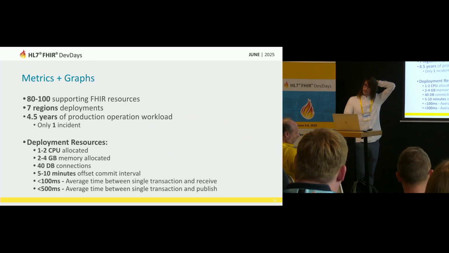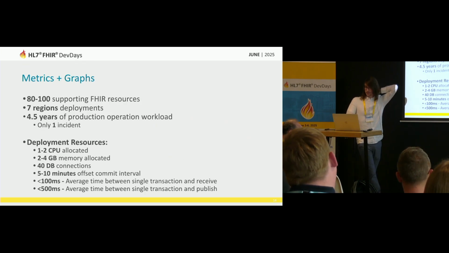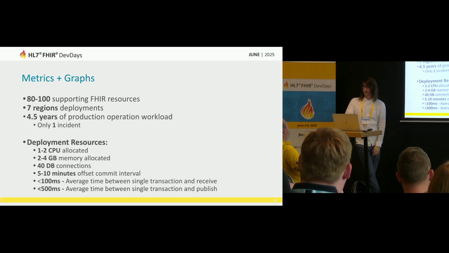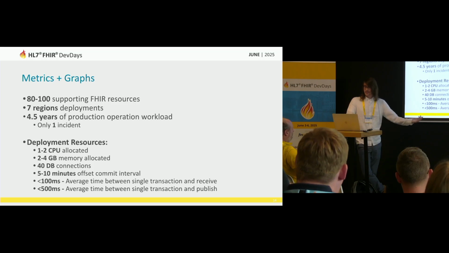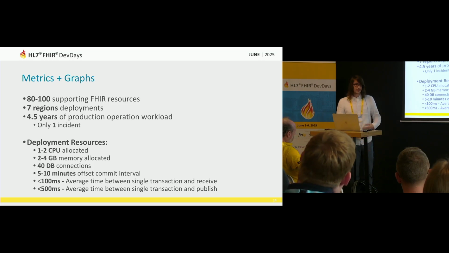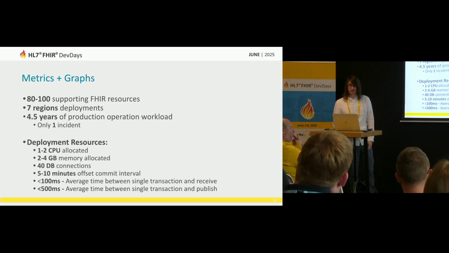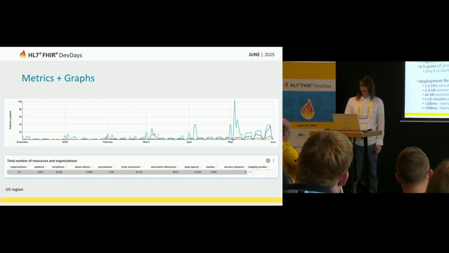So quickly, just some metrics and graphs. Again, we've been running 4.5 years, and had only one incident, the Tokyo incident of 2022. 7 regions deployed, 80 to 100 supported FHIR resources within our data platform itself. What we found is 1 to 2 CPUs is pretty fine. 2 to 4 gigs of memory is fine. 4 database connections, 5 to 10 minutes of offset, and then sub 1 second for singular resource transactions, receives and publishes.